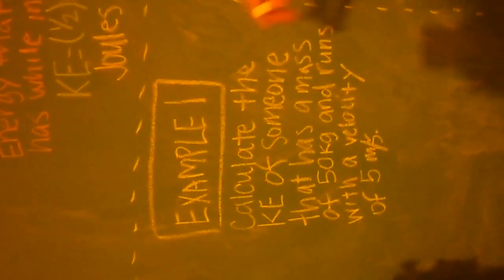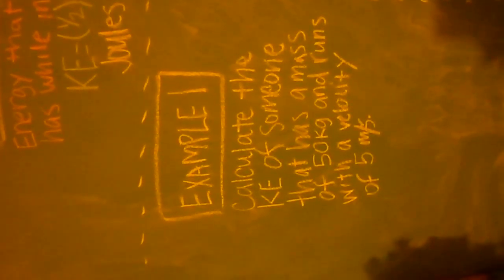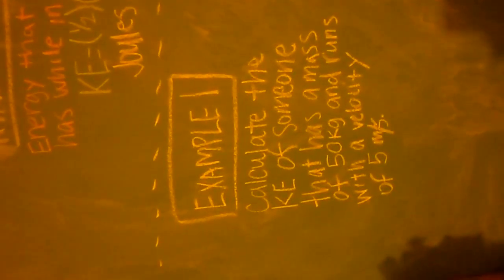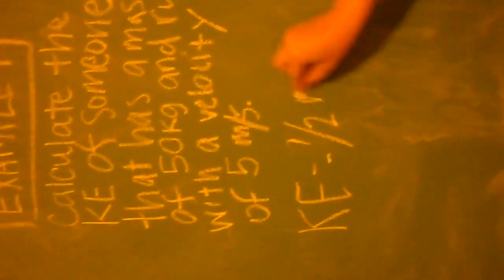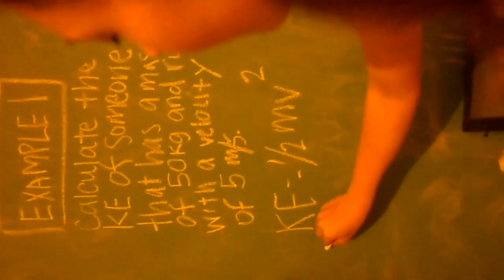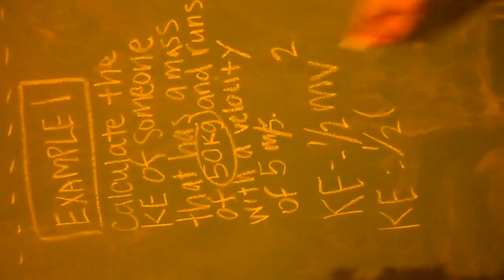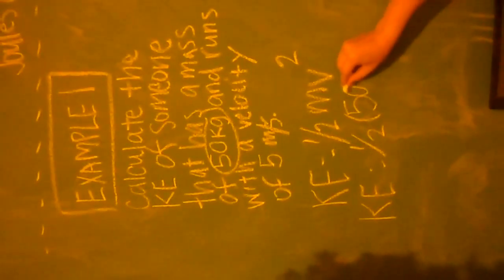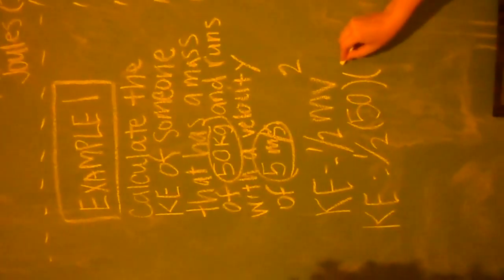So for our first example, it says calculate the kinetic energy of someone that has a mass of 50 kilograms and runs with a velocity of 5 meters per second. So we know that the equation for kinetic energy is 1/2 mass times velocity squared. And we know we want to find the kinetic energy, and so we have 1/2, and we have the mass is 50 kilograms, and the velocity is 5 meters per second.